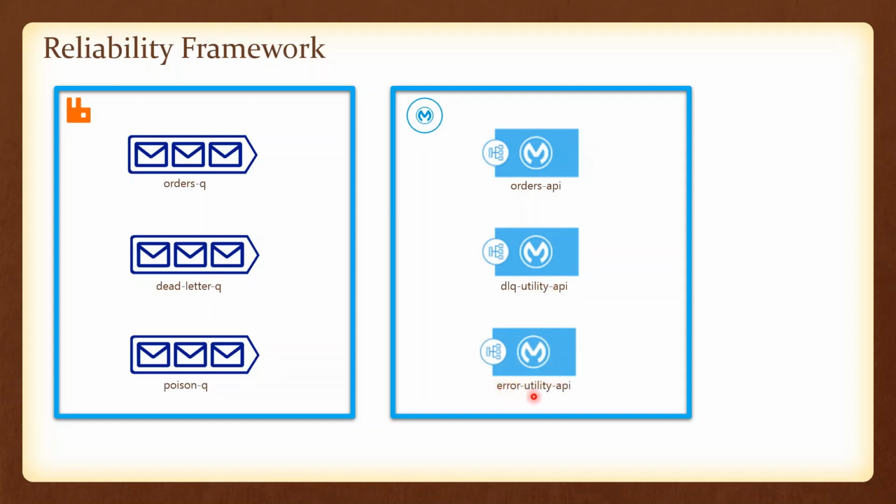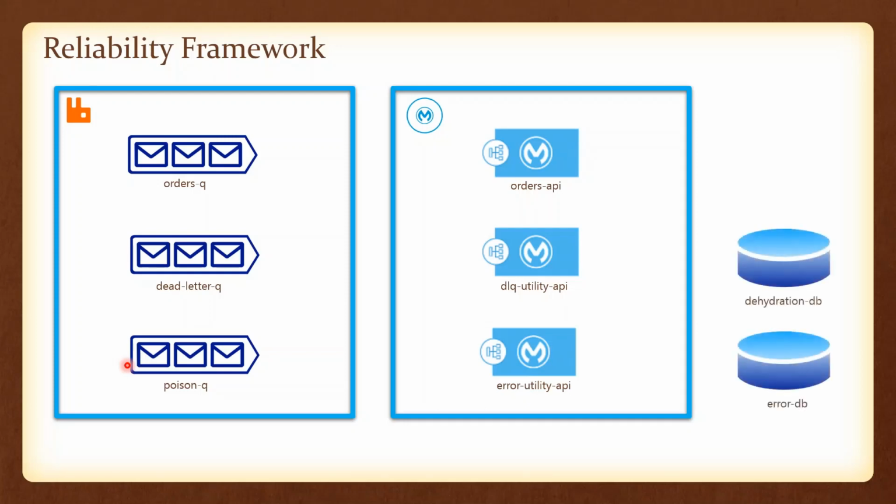Then we have the error utility API, which listens to the poison queue to handle the messages which errored out due to some permanent error, and a manual intervention is quite necessary in that case. Then we have two databases. One is the dehydration DB and the other is the error DB.